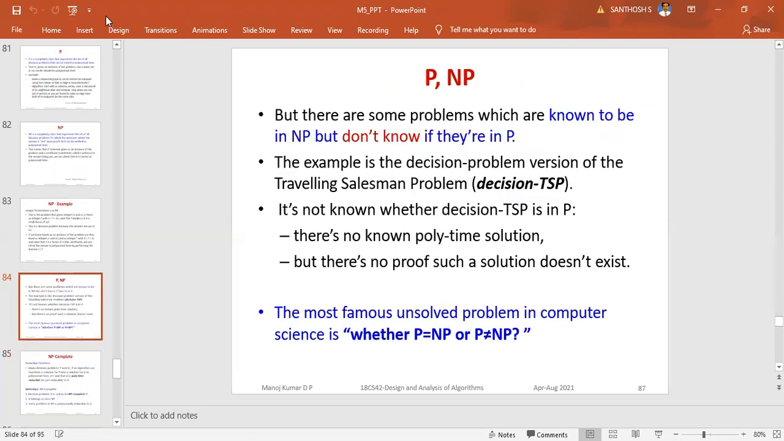So now you come to the two parts, P and NP. There are some problems which are known to be in NP, but we don't know if they are in P. So we know it is in NP, but we don't know whether it is in P or not. So P means there is a unique solution.